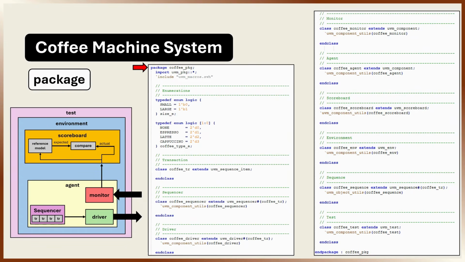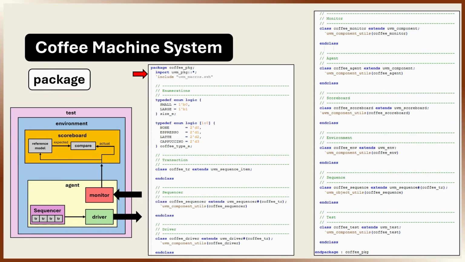At the top of the package, we import the UVM library and include the UVM macros. These macros register our classes with the factory, allowing UVM to construct, override, and configure them dynamically.